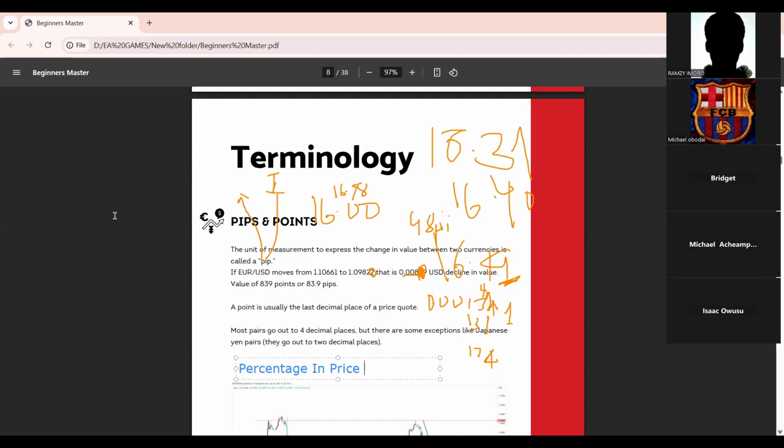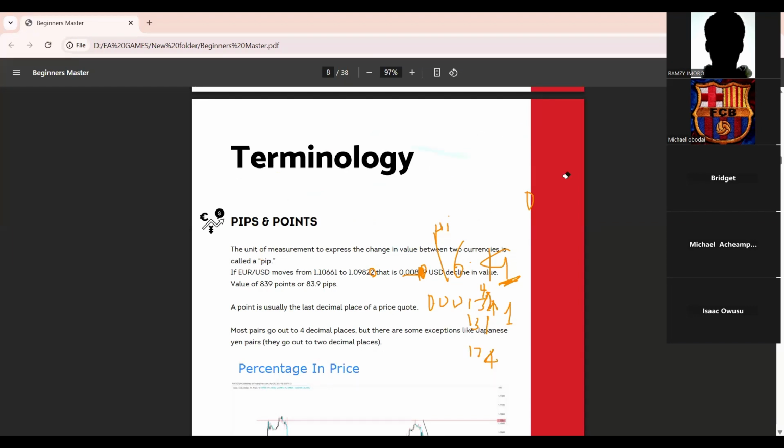But basically, just understand that the change in one currency is per the price. Either it increases or it decreases. That is a pip move. So basically, this is what pips means. If a currency increases or depreciates in price, the increase or decrease in that is what we call pips.